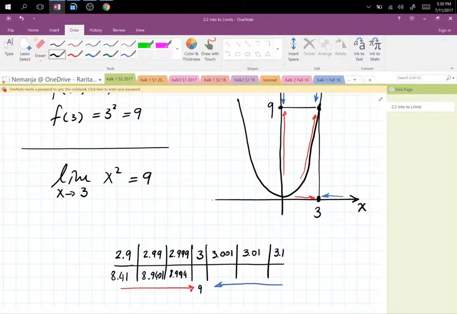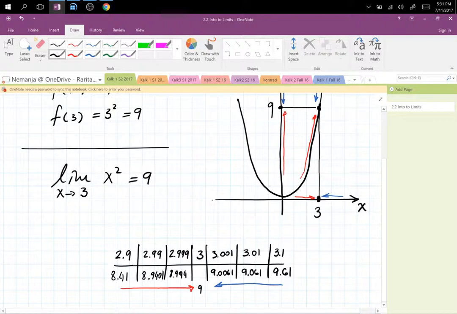How about 3.1? And then the next one, and the next one. So you see how this one is, again, the numbers are getting smaller, pointing to number 9. We never used 3 to compute.